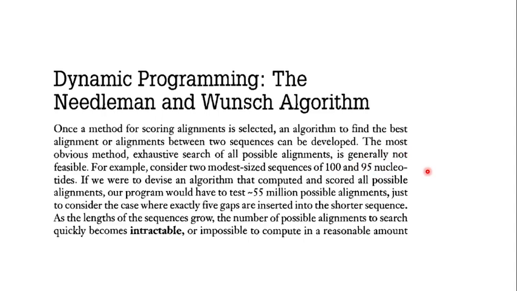If we try all the possible alignments between these two sequences of 100 and 95 nucleotides, we will get approximately 55 million alignments, and from these we need to select the optimal alignment. How can we go and check all 55 million possible alignments and find the best one? It is impossible. So we will go for a mathematical method for calculating the alignment between these two sequences.